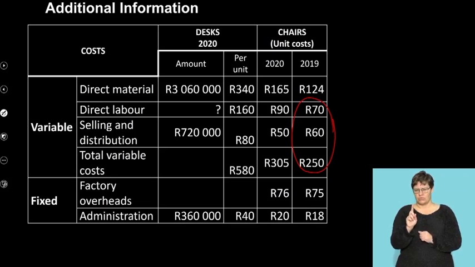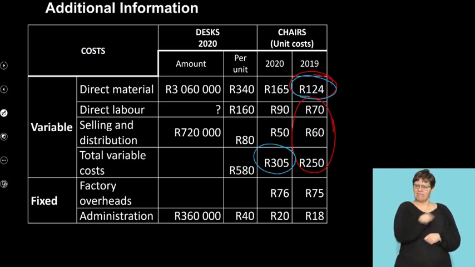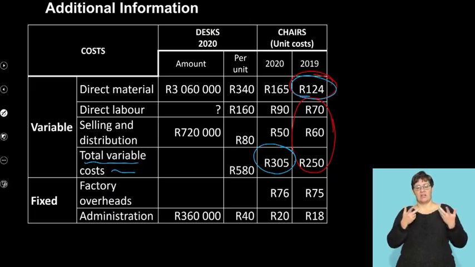Our variable cost will be material. Let's use a different color, guys, so we can clearly identify our variable cost. It's my material, my selling and distribution. Oh, but it's given to us. We don't have to calculate it. Sorry, here it is, guys. It's given to us. There it says total variable cost. I'm just saying, let's just identify this quickly.